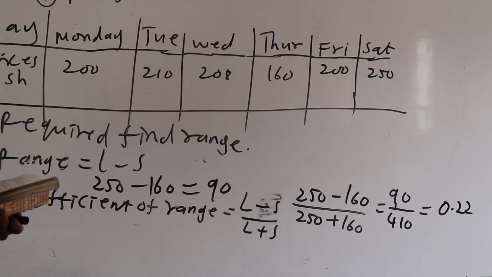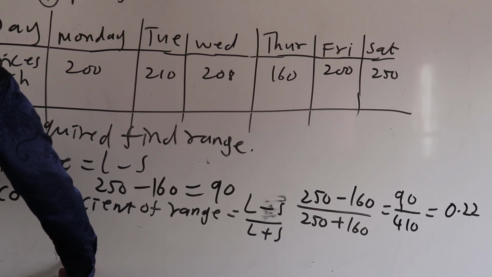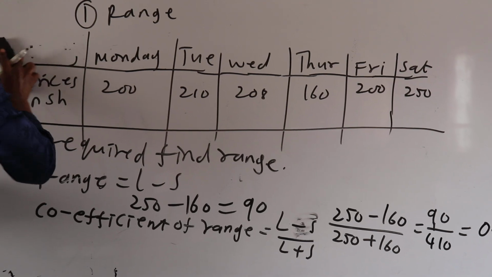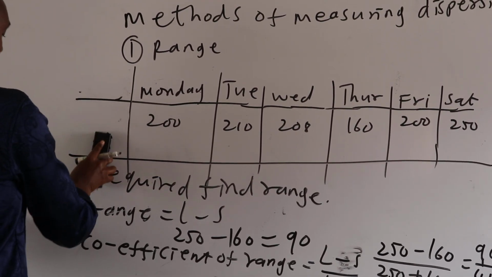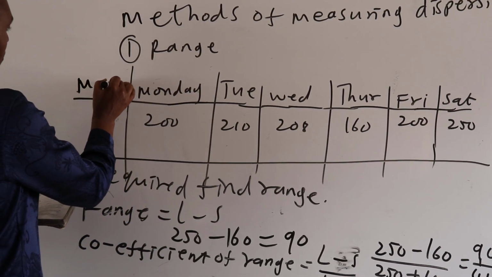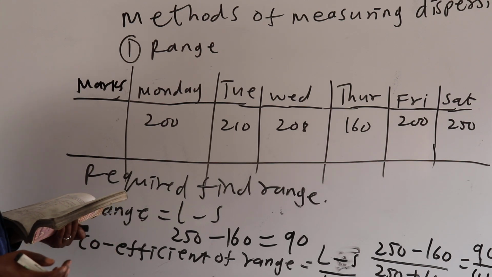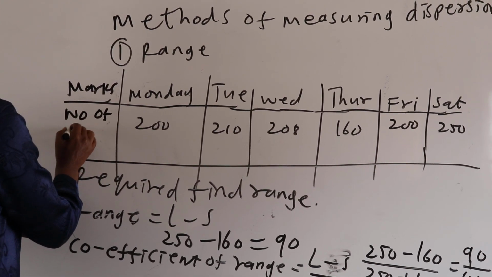We can also have a second example of range, this time using continuous data, or what we call grouped data. Example 2: marks, number of students.